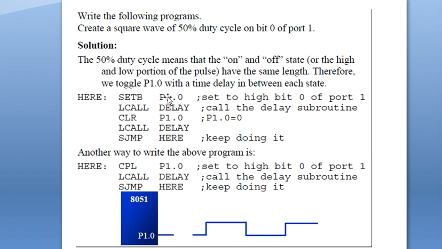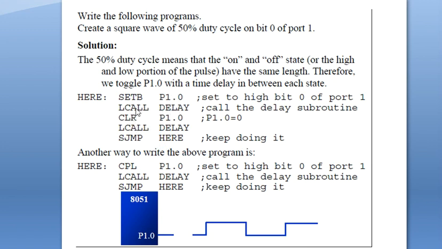Port 1's 0th bit is set to high. Then a call delay, so there is a delay after this instruction. Then again CLR P1.0. So we are continuously giving an LCALL delay between P1.0 set and P1.0 clear. This is how it is going to give a delay in between SETB and CLR.